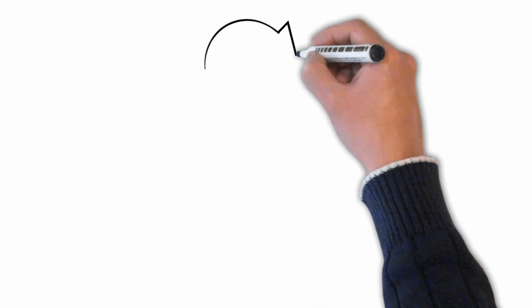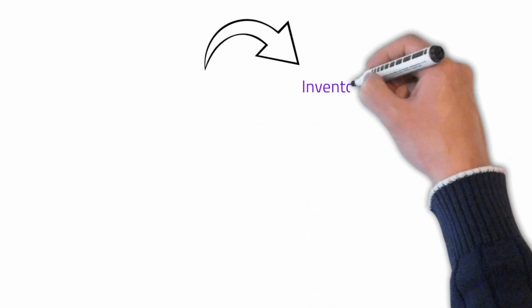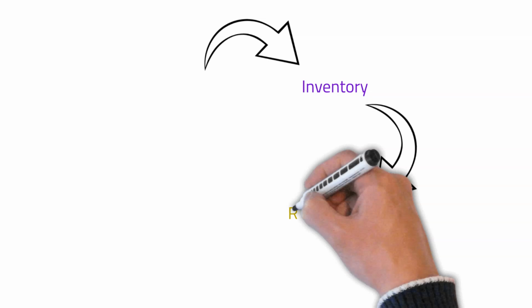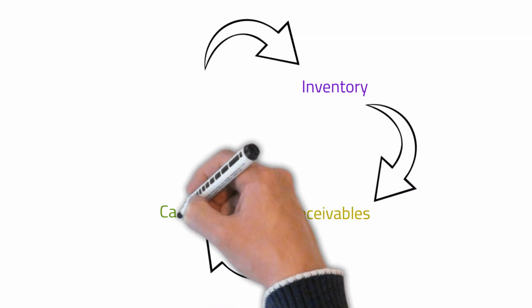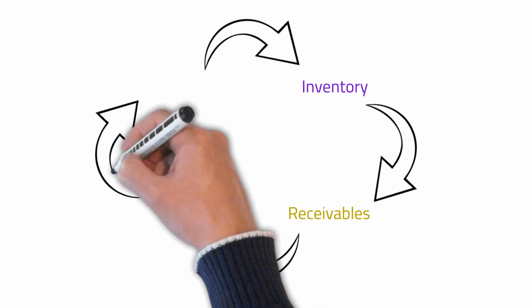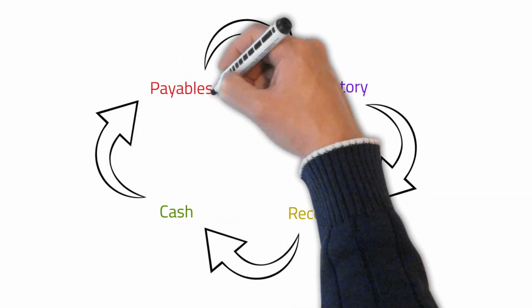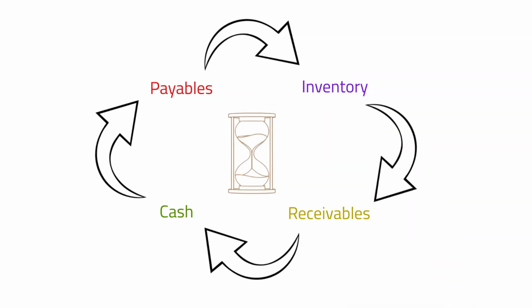In general, working capital moves in a cycle, which gives you an idea which steps to control. You buy inventory, then you sell goods, then you create receivables, then you collect cash, and then you pay your suppliers. This is called the working capital cycle.